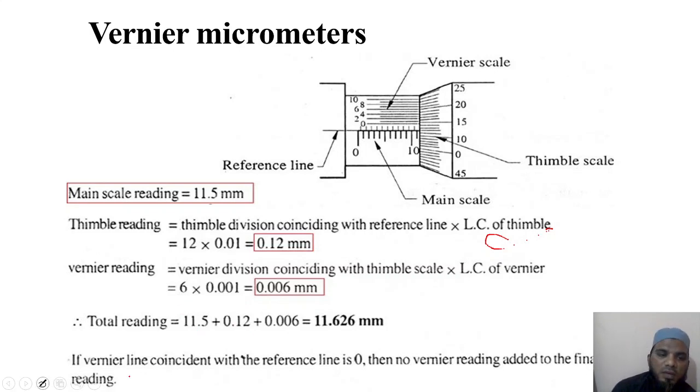If the vernier line coincides with the reference line at 0, then there is no vernier reading. If it is exactly coinciding at this point, then instead of writing a value, you will write 0 coincident into 0.001. However, you are going to get the value 0 here.